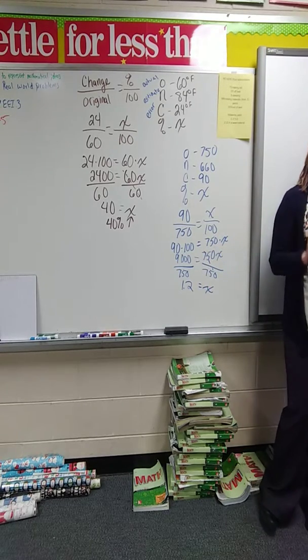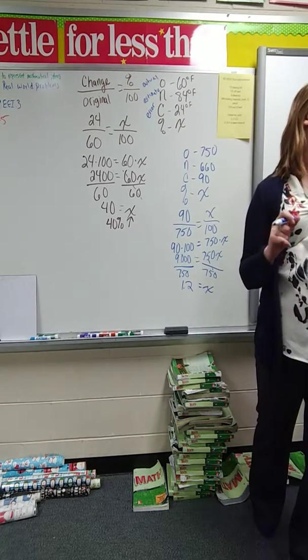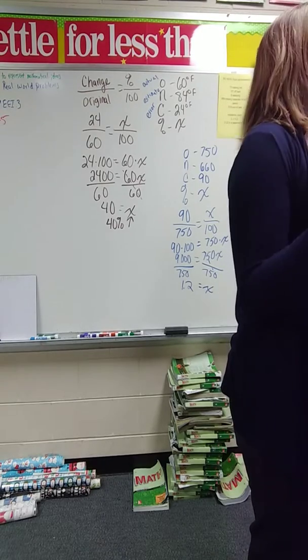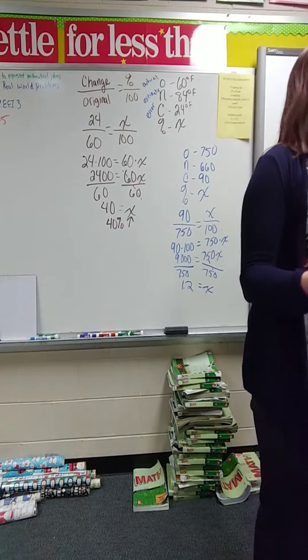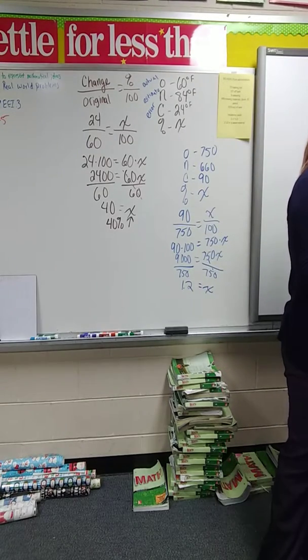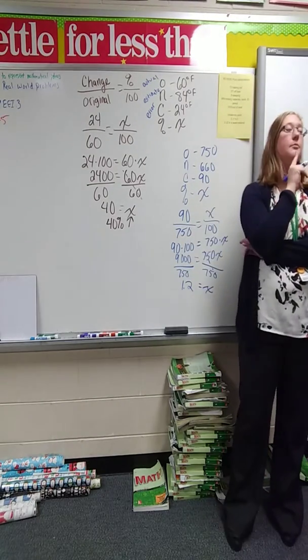So we have to make sure that we're putting our answer in the correct form. If it asks us for a percent, we have to put that percent sign. If it does not want a percent, don't give me a percent sign. Yes, my error is 12%. So the book says 12%. I was told 1.2.